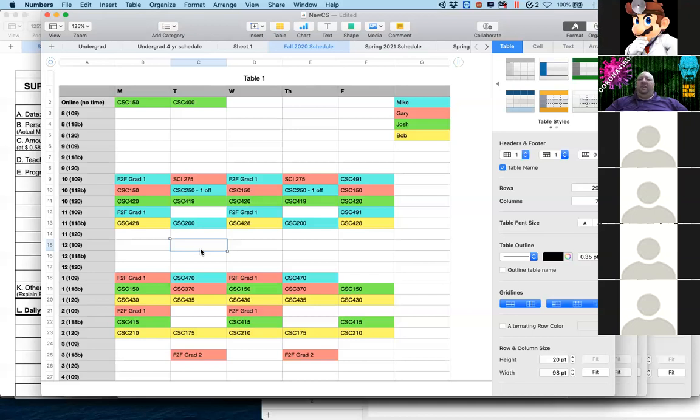But always keep in mind that the grad courses do not count as undergrad credits. So you don't get to double dip. You can't use them as part of your total 120 credits to graduate. They only count towards the graduate program. Thank you.